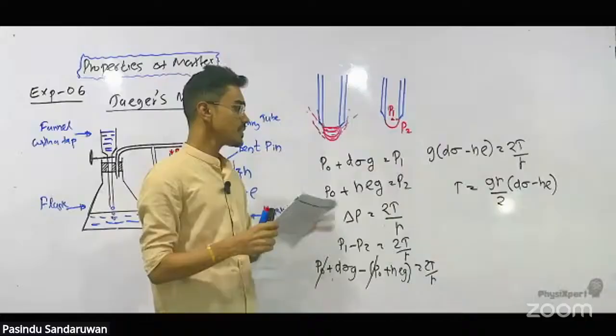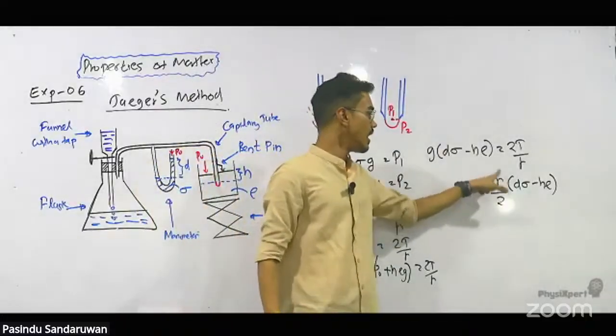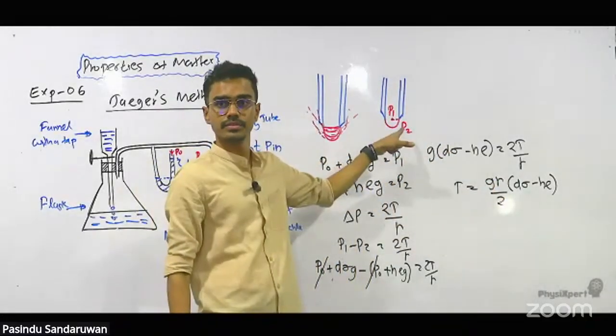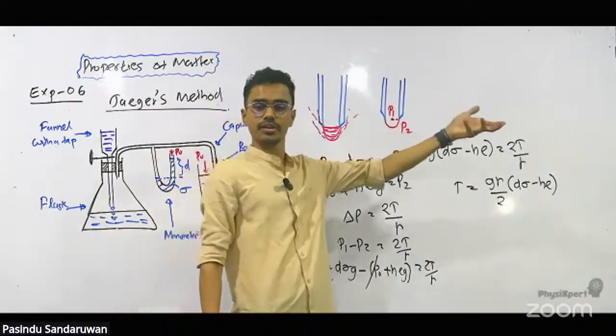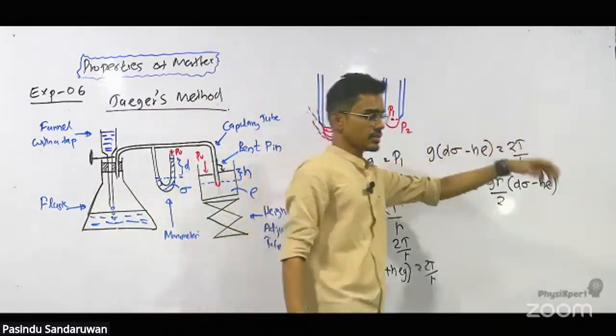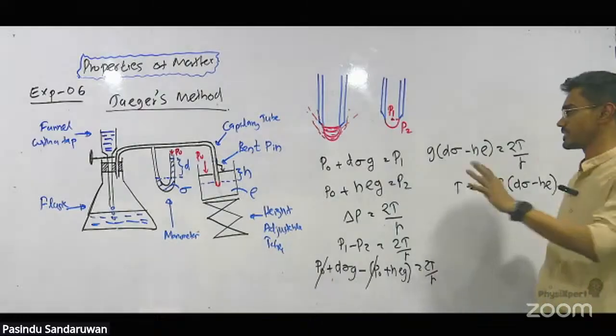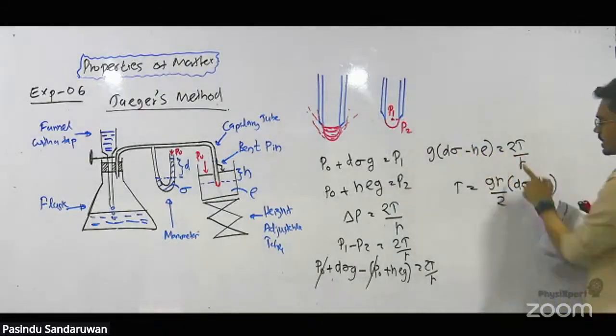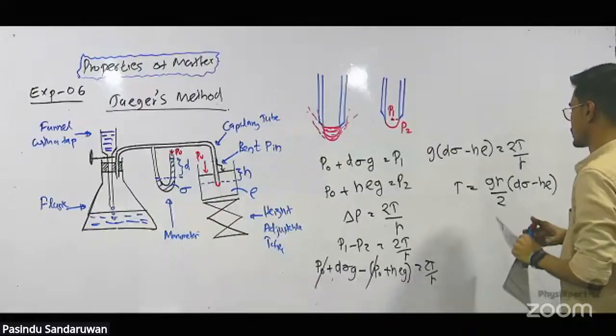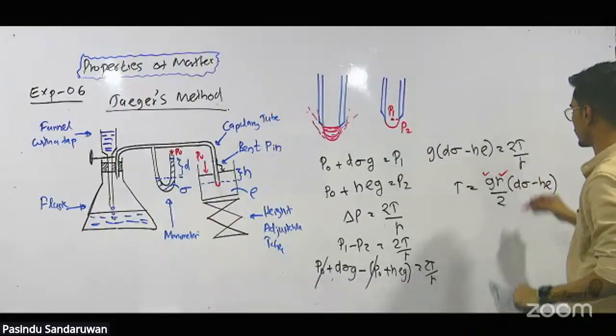g is known. r is the radius of the tube. The radius of the tube should be determined later on using a traveling microscope. Using a traveling microscope, later on we have to find the radius of the tube. g is known.